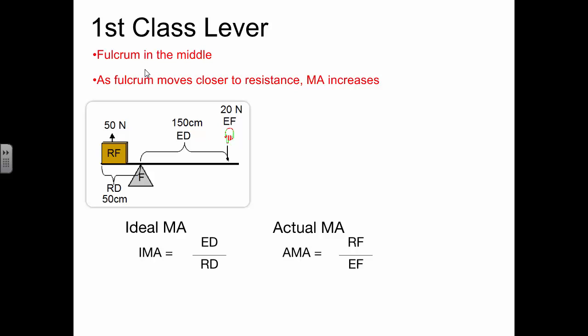Look at this example I have up here. How much force do I have to apply? A little. 20 newtons. Very little. But what's, again, my trade-off? How far am I going to have to move this? A lot. And how high up, how much am I lifting the resistance? Not very high. It's our constant trade-off. So the closer this fulcrum goes to the resistance, the more the mechanical advantage.